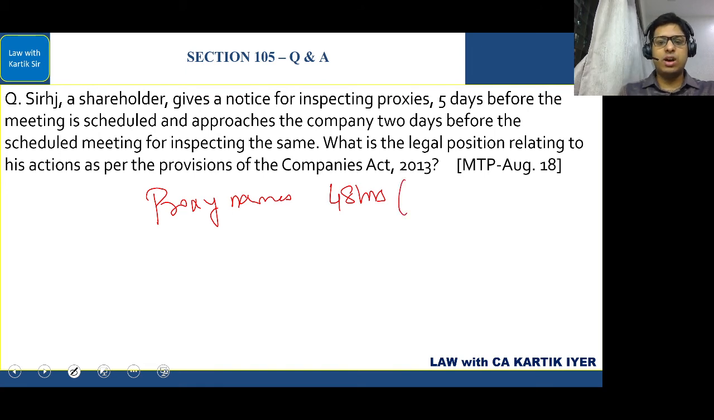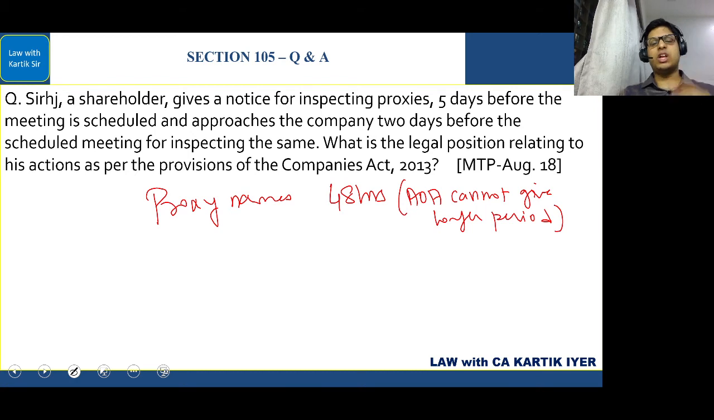Now, one more thing here, remember, the AOA cannot give a longer period. What it means, I'll just tell you. In the AOA, the company cannot say that you should give the proxy names 100 hours before the meeting, or that you should give the proxy name 5 days before the meeting. All these things they cannot say. So proxy names, the Act says that it can be given 48 hours before the meeting also. Yes, that is the main rule.